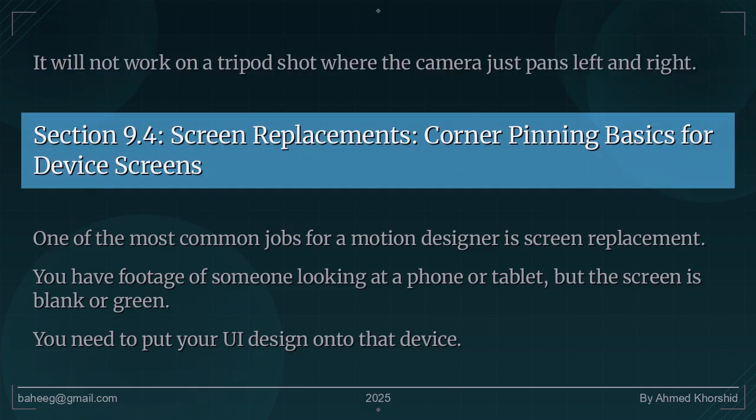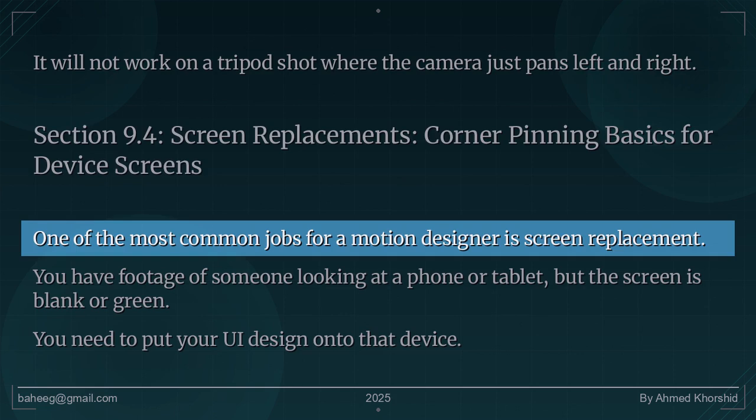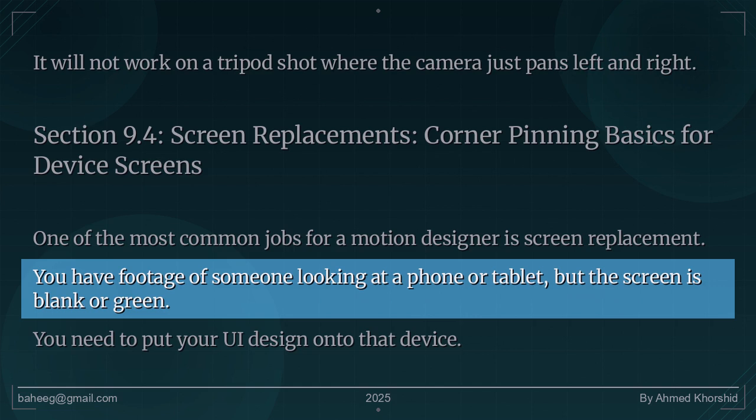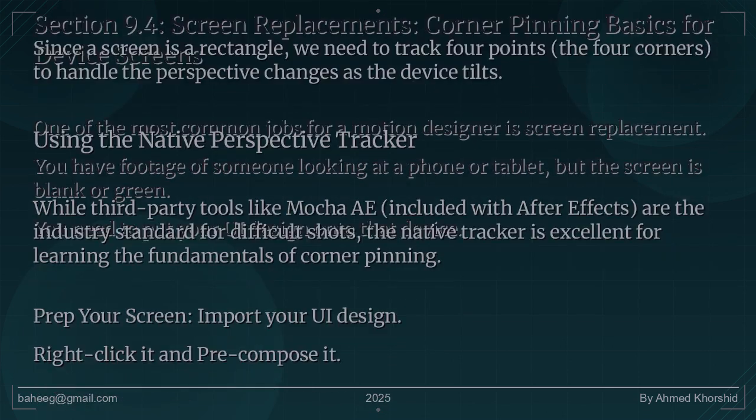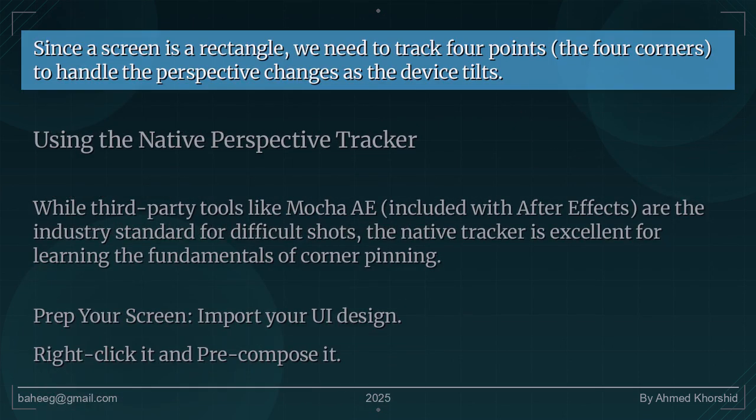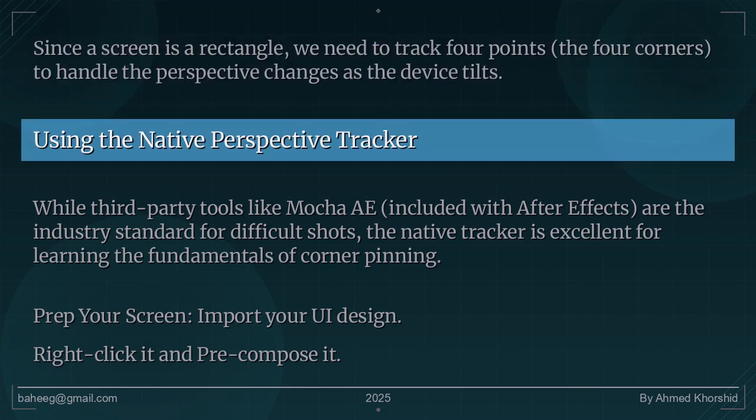Section 9.4, Screen Replacements: Corner Pinning Basics for Device Screens. One of the most common jobs for a motion designer is screen replacement. You have footage of someone looking at a phone or tablet, but the screen is blank or green. You need to put your UI design onto that device. Since a screen is a rectangle, we need to track four points, the four corners, to handle the perspective changes as the device tilts.